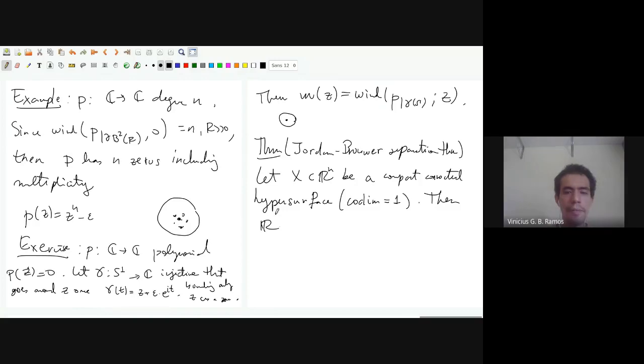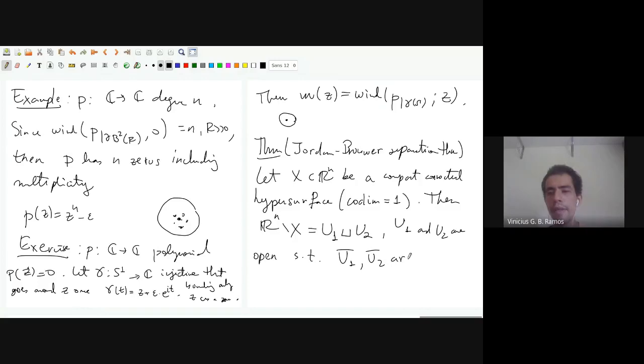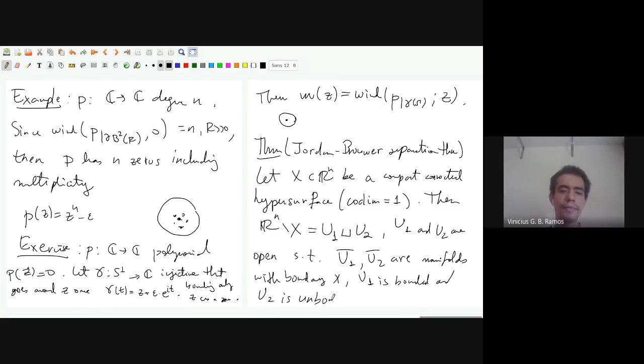Then the complement of X is the disjoint union of two open sets U1 and U2, such that U1 bar and U2 bar are manifolds with boundary X, and U1 is bounded and U2 is unbounded. So that's the statement of the theorem.